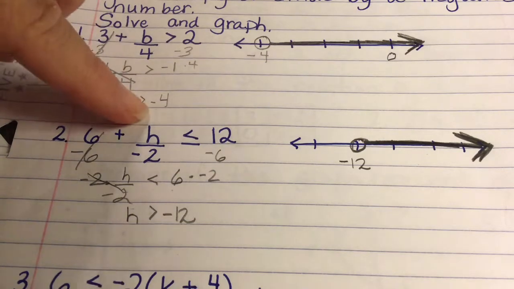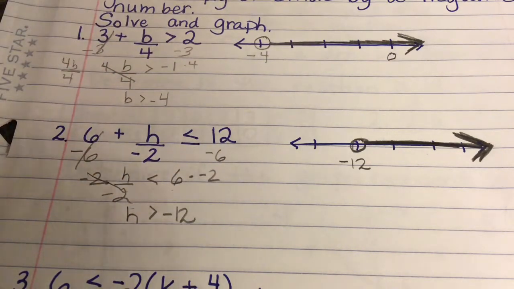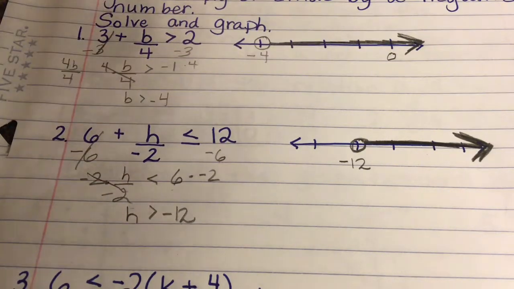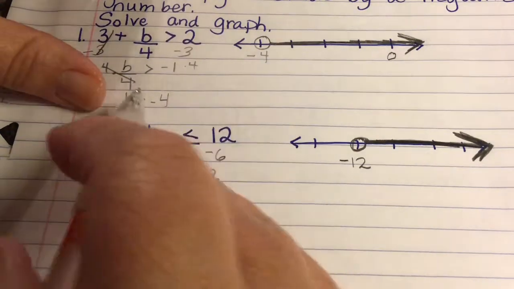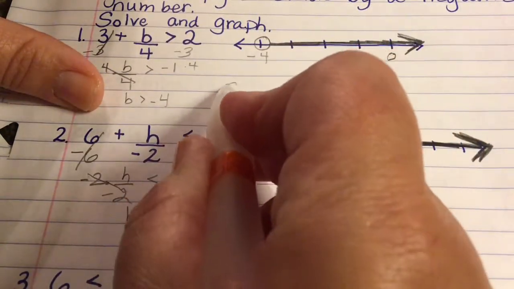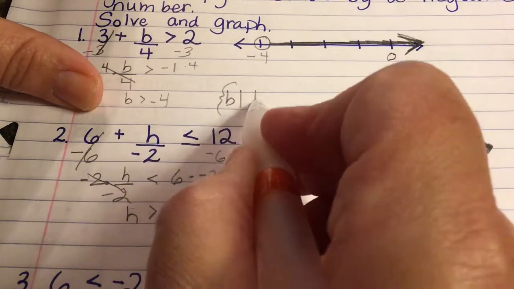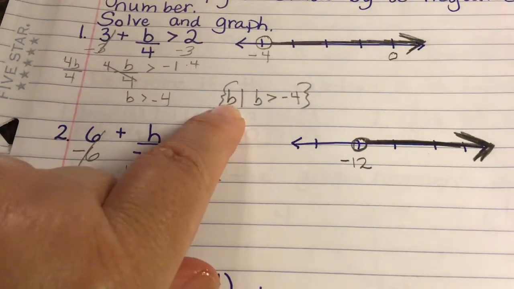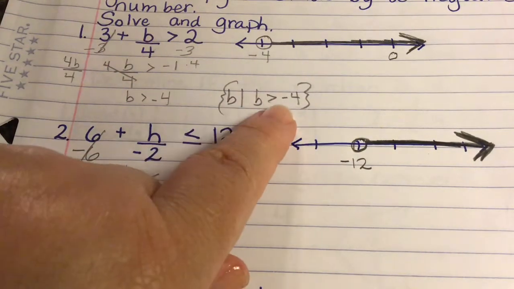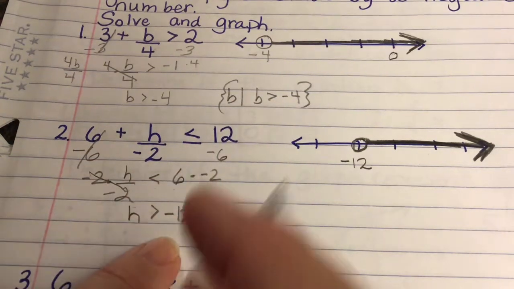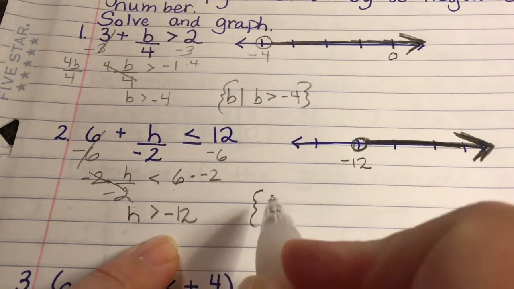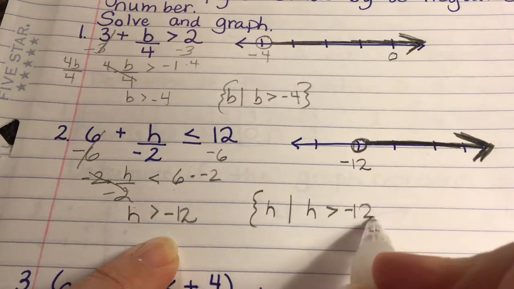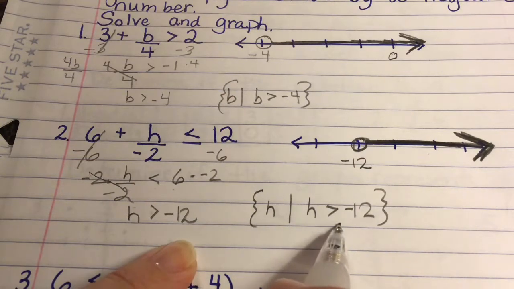I don't know if you learned, and I should have mentioned it on the last one, a lot of times these answers are written in set builder notation. When you take Algebra 2, they'll be written in interval notation. Set builder notation is simply b such that b is greater than negative 4. It's just saying your solution is any number that fits this description. And then this one is saying h such that h is greater than negative 12. Any solution that satisfies this inequality.